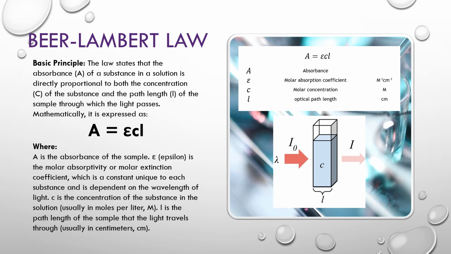C is the concentration of the substance in the solution, usually in moles per liter, M. L is the path length of the sample that the light travels through, usually in centimeters, cm.